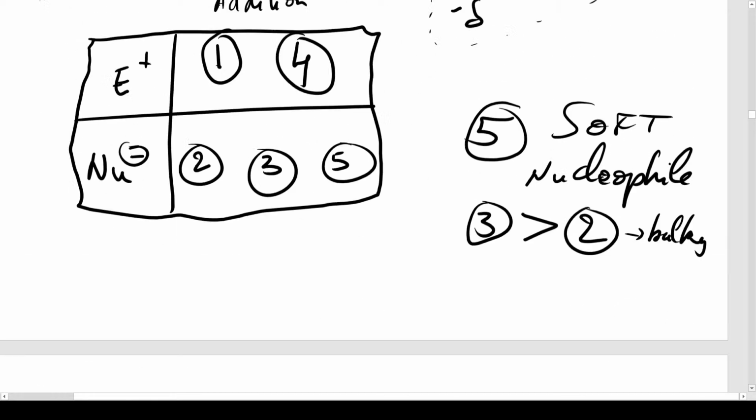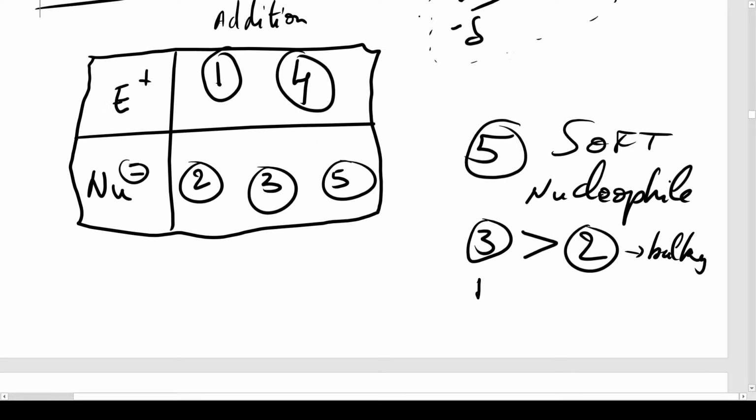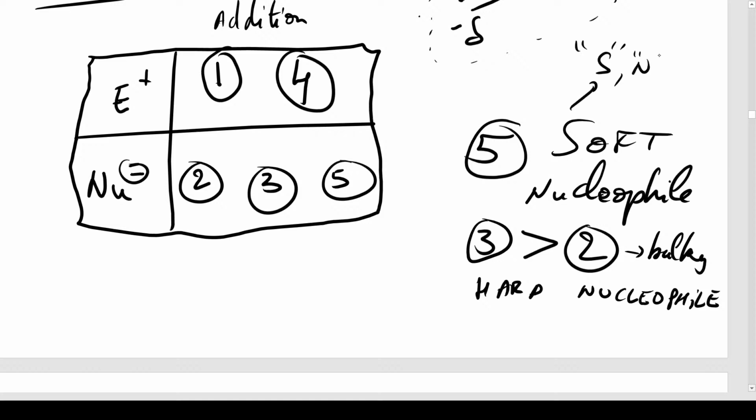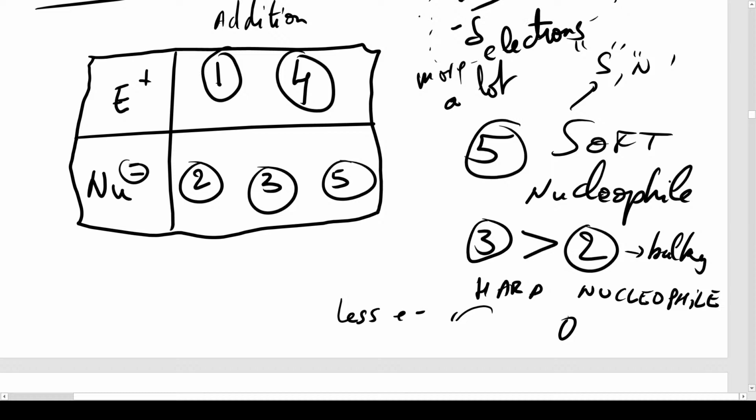And for position 3, you need to use a hard nucleophile. Soft nucleophiles are like sulfide, nitrogen, some like oxygen, even smaller. Hard means small, less electron-rich. Soft means a lot, I mean more electrons compared to hard.